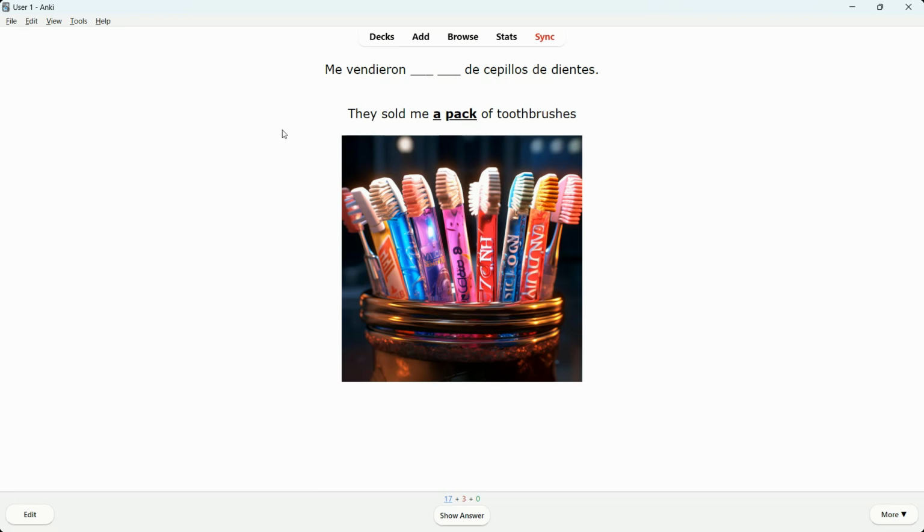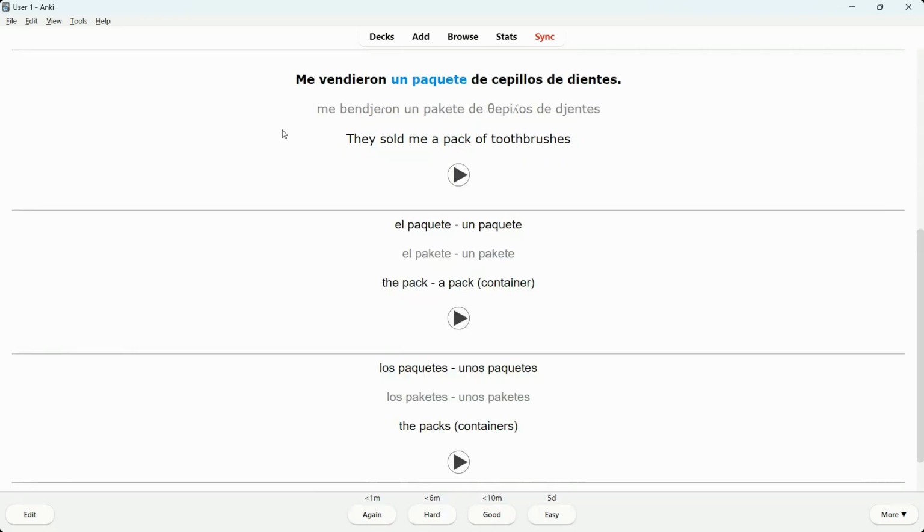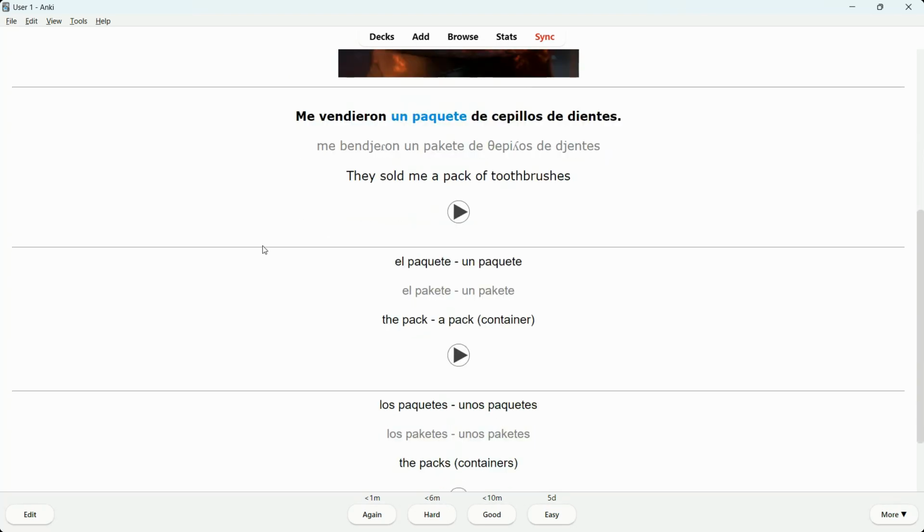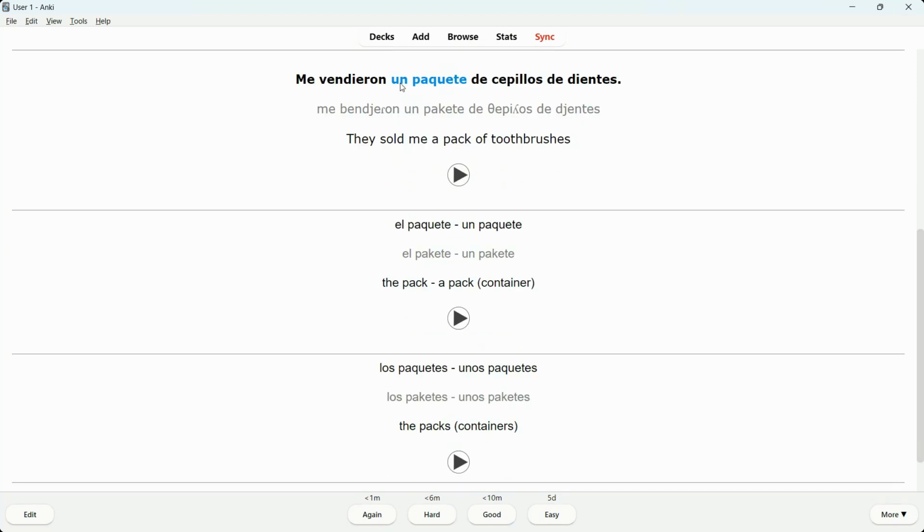They sold me a pack of toothbrushes. Me vendieron un paquete de cepillos de dientes. El paquete, un paquete. Los paquetes, unos paquetes. So, what do we see? Again, same setup: sentence, singular, plural. But now we see a certain part that is in blue. Why is that? Well, the pack in Spanish is masculine, hence it is blue. And again, masculine nouns are in blue, feminine nouns are in pink.